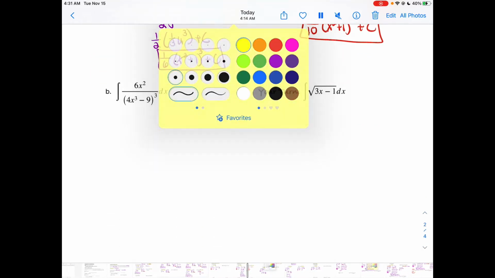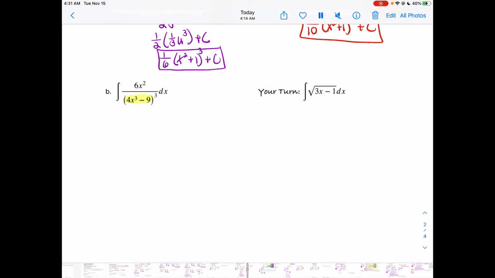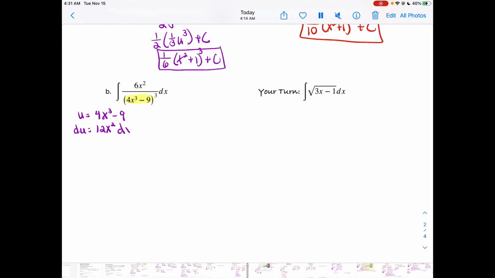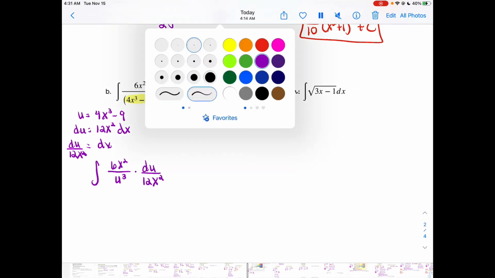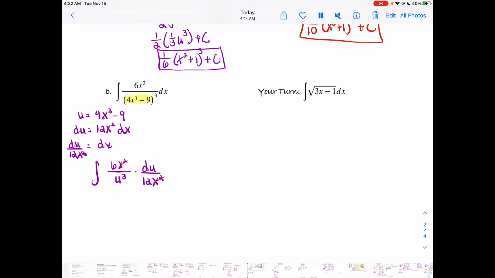Similarly, on this problem, notice my inside function is 4x cubed minus 9, so I'm going to let u equal 4x cubed minus 9. If I differentiate this, I find that du is equal to 12x squared dx, but that's not what's given, so I'm going to solve this differential equation for dx, which gives us du divided by 12x squared. So going back to my original problem, I can replace the 4x cubed minus 9 with u, and I can replace the dx with du over 12x squared. Simplifying down this problem, the x squares cancel out, and 6 divided by 12 simplifies down to 1/2.